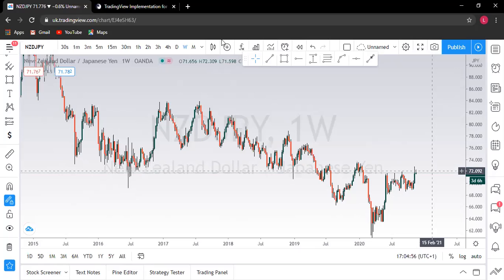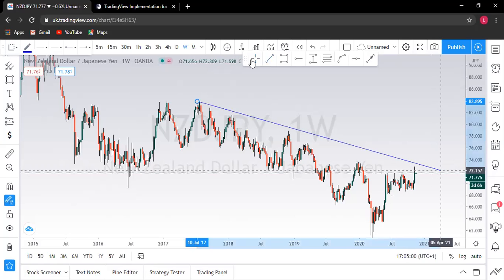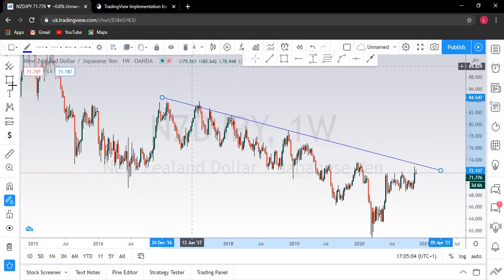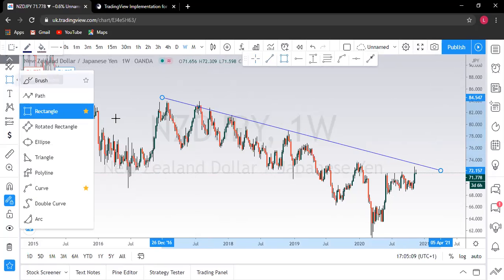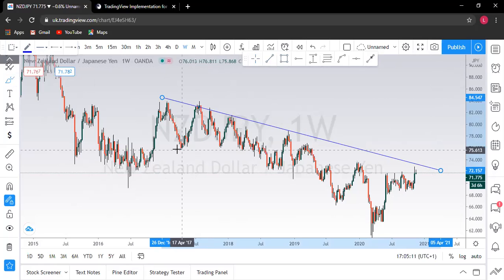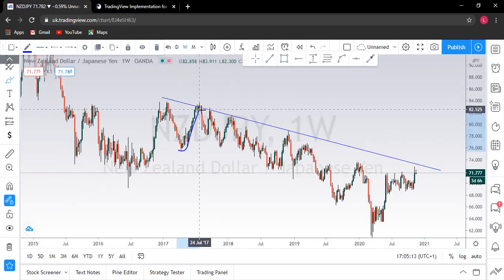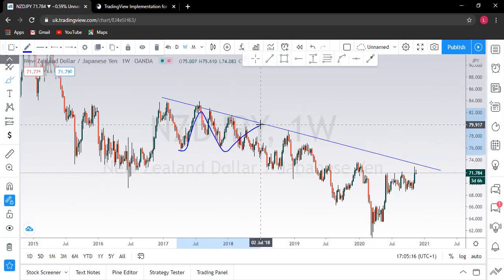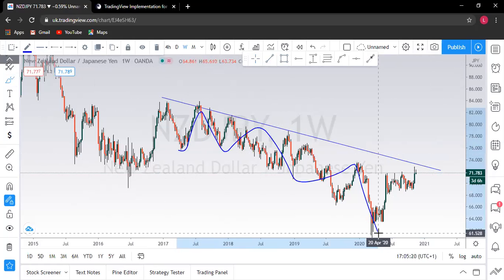You can make use of your trend line as a guide. Can you see? So market has been making a series of what? Market has been making a series of lower highs and lower lows. So let me show you. This is a lower low, lower high, lower low, lower high, lower low, lower high, lower low.